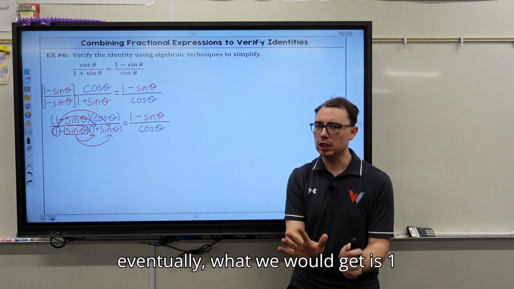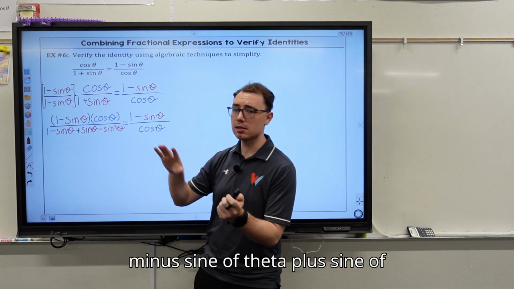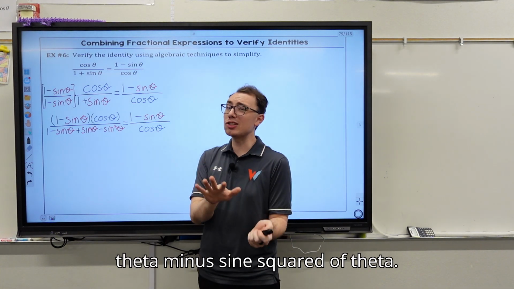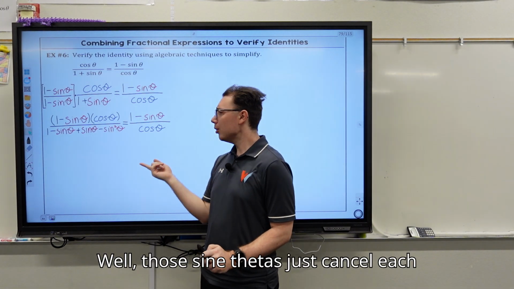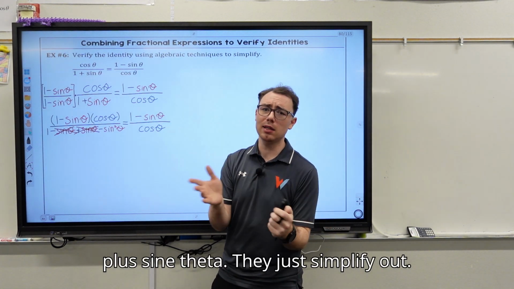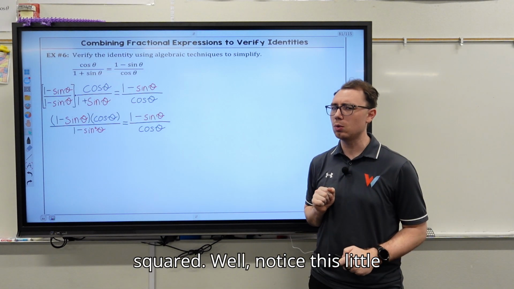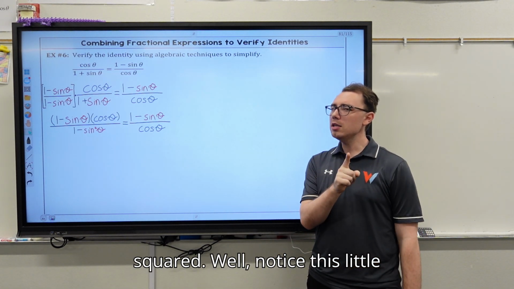And eventually, what we would get is 1 minus sine of theta plus sine of theta minus sine squared of theta. Well, those sine thetas just cancel each other out. It's just minus sine theta plus sine theta. They just simplify out. And we end up getting 1 minus that sine squared. Well, notice this little trick.